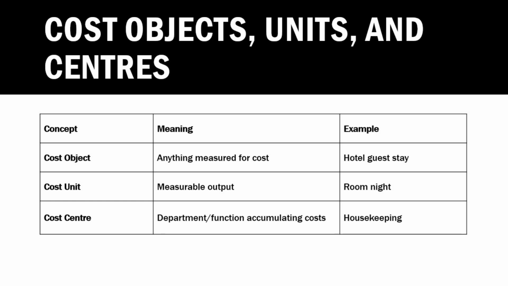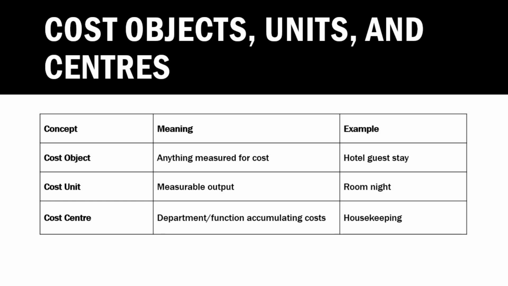A cost unit is the unit of output or service we will cost. For example, one room night. One night in one room is the cost unit. A cost center is a department or function where costs are collected. For example, housekeeping. We total all housekeeping costs in one place, and then we can allocate or charge them onwards.